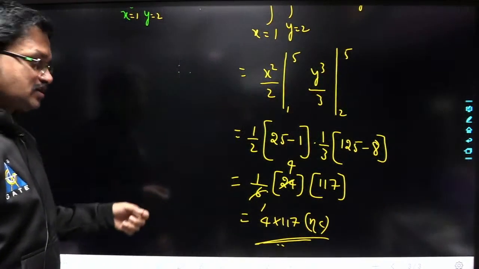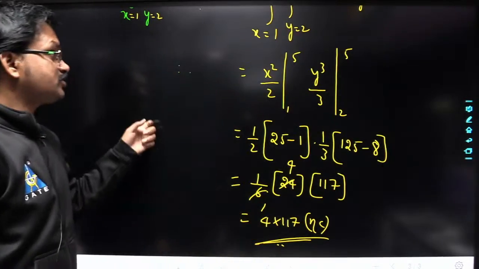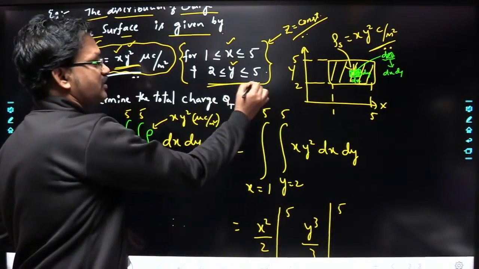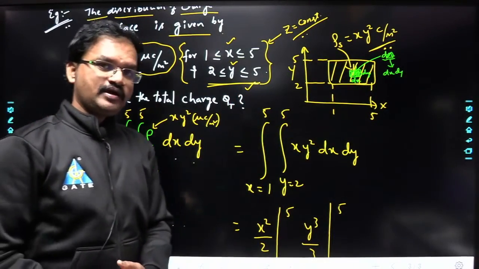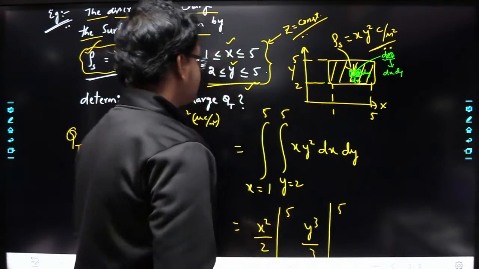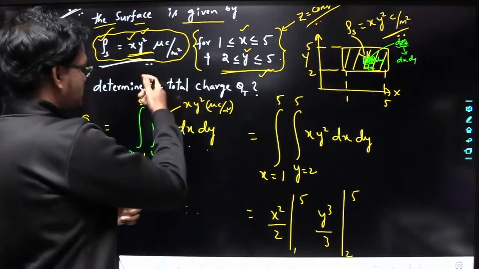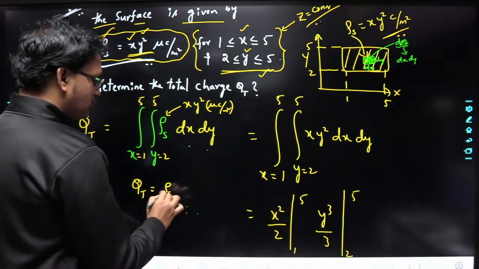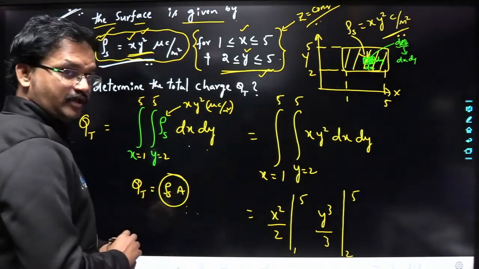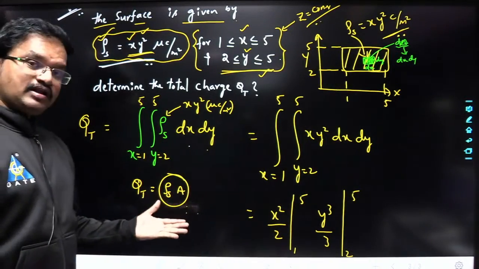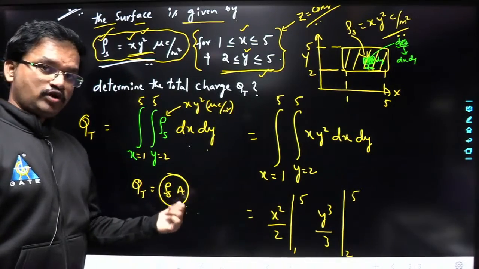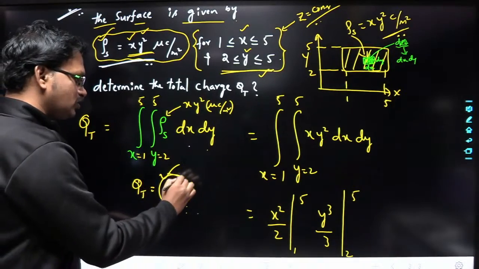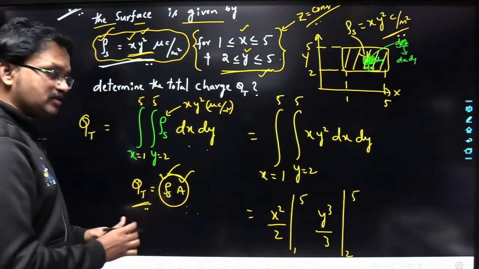Understood? So this is the charge that is distributed over this surface area, defined by x and y. Understood? Okay. See, if the charge distribution is uniform, then you can directly determine the total charge as what? Rho s into total surface area. So when can you do this? Whenever the charge distribution is uniform, then you can directly multiply rho s into A in order to get the total charge.